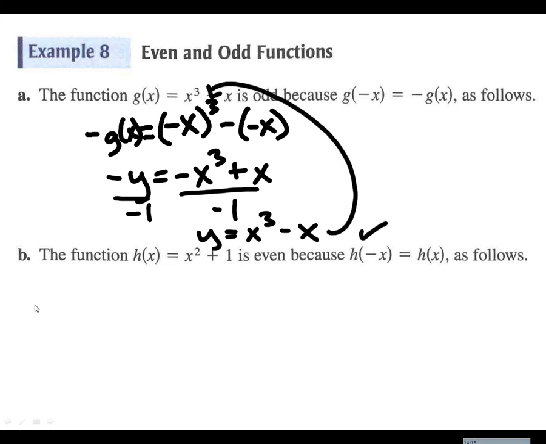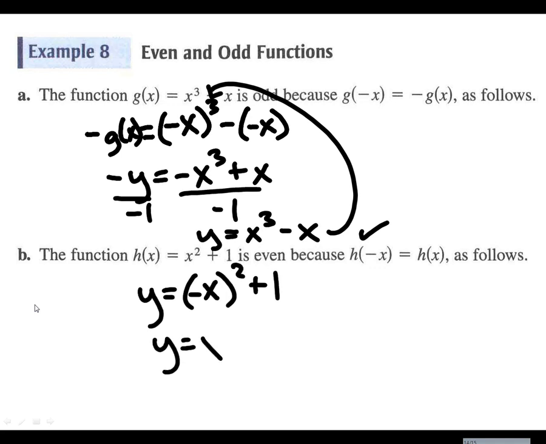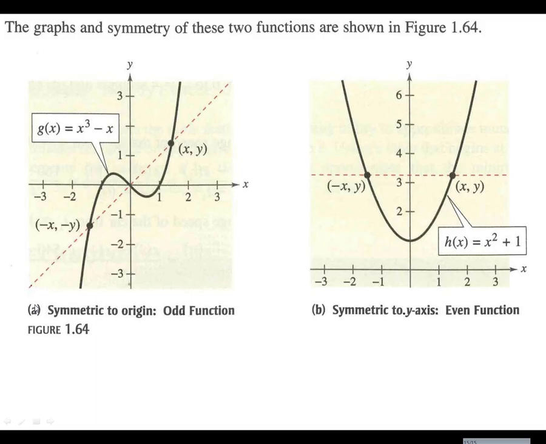So this is odd. Okay, x squared plus 1 is even. Same thing, remember, we're going to say y equals, for even, we check for just negative x. And what happens when you square a negative? It turns right back into a positive, and we're right back where we started. Last one, see if you can figure out odd or even on these.